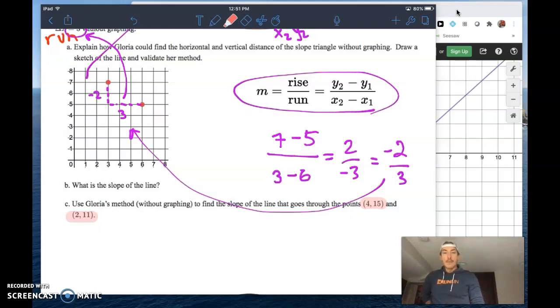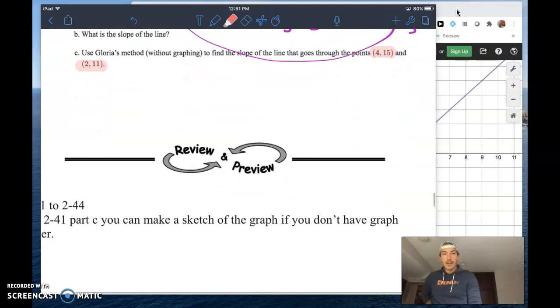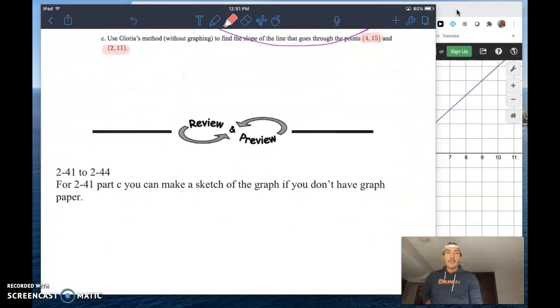All right. Our review preview for this assignment is right here. And remember, in a situation where you don't have graph paper, you're welcome to just make a quick sketch in your line notebook.